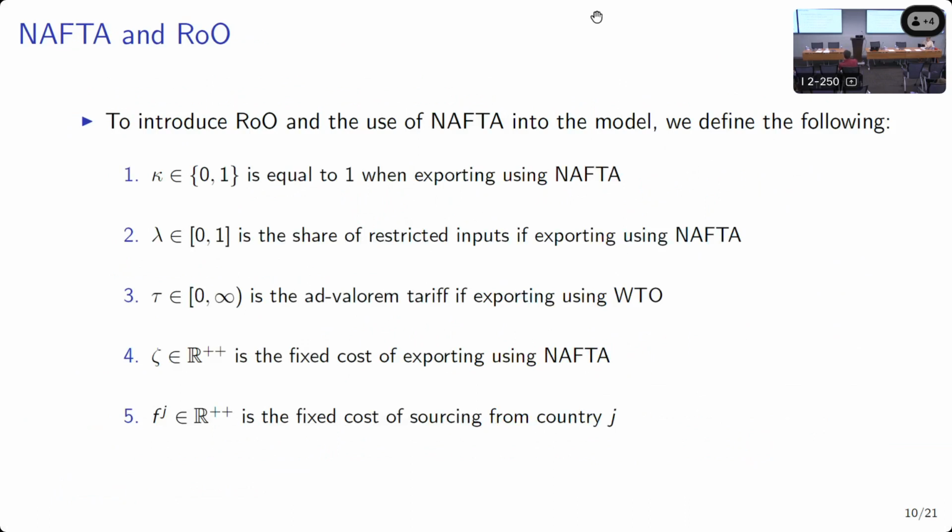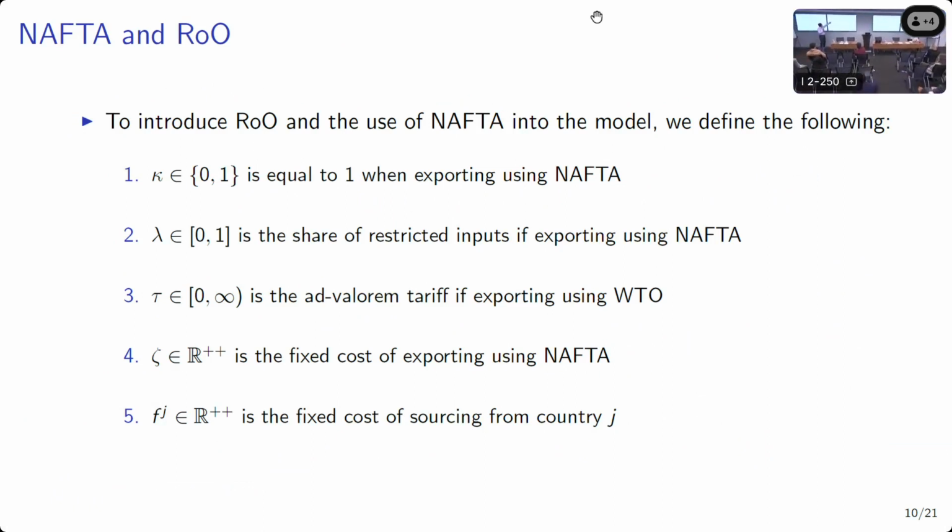The rest of the objects are going to be exogenous to the firm, right? Lambda is the rule of origin strictness, the share of your intermediates that are restricted to be sourced from within North American countries. Tau is just the ad valorem tariff you would have to pay if you choose not to use the trade agreement. And then you have the fixed costs: Zeta, the fixed cost of using the trade agreement, and F_J, the fixed cost of being able to source intermediates from country J, okay? So I am a firm in Mexico.